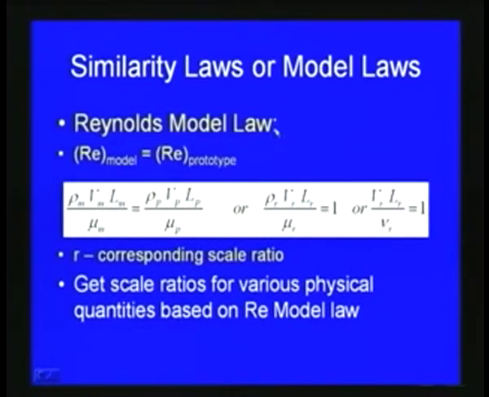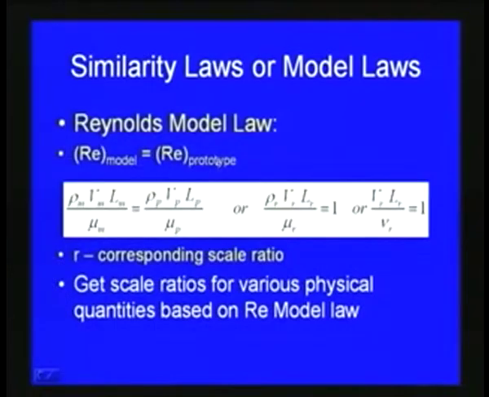First, we are considering the Reynolds model law. As I mentioned, the Reynolds number similarity between the model and the prototype is considered. So we can write the Reynolds number of the model is equal to the Reynolds number of the prototype. The Reynolds number is generally represented as rho V L by mu, where rho is the density, V is the velocity, L is the characteristic length, and mu is the coefficient of dynamic viscosity. With respect to the model, we can write rho m Vm Lm by mu m, that is equal to, with respect to the prototype, rho p Vp Lp by mu p.